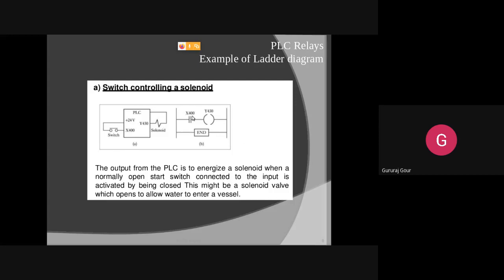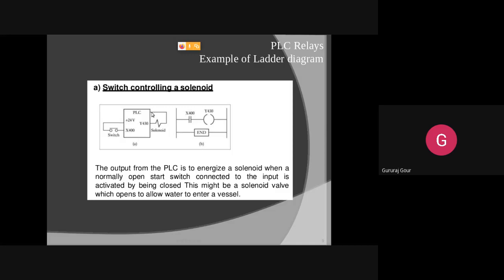So the contact we are using, X400, is the contact that we are using here to represent it as input. Only when you apply the input, this will be closed and input is applied to the PLC, and output we are getting at the Y430. Means only when you apply the input at X400, we are getting the output at Y430. That's all, and never forget to write the end. So this is a simple ladder diagram example to write equivalent to this figure here.